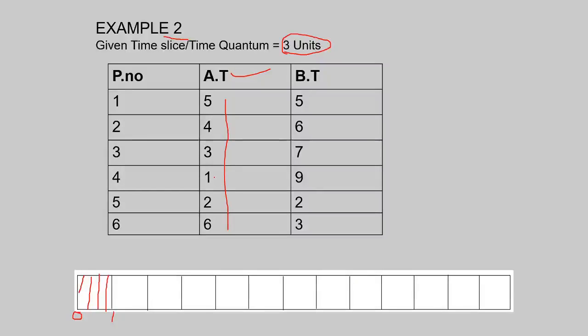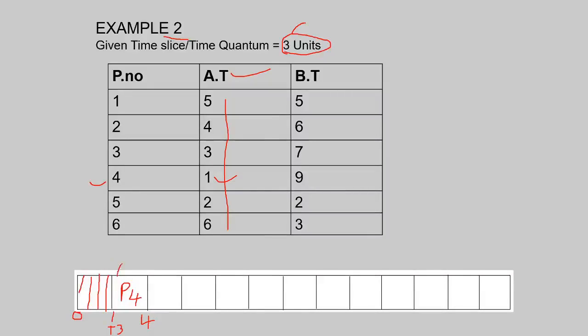So check which process has arrived at unit 1. Process P4 has arrived. This is the first process which has arrived in the queue, so allocate the CPU to the first process. As I told you, it is going to execute for 3 units, so 1 plus 3 is 4. So process P4 is going to execute from 1 to 4.